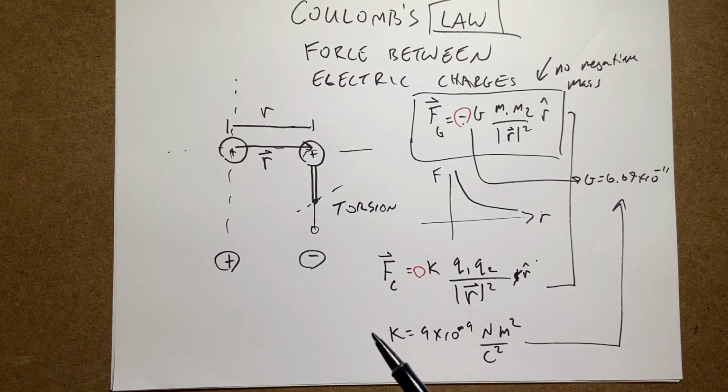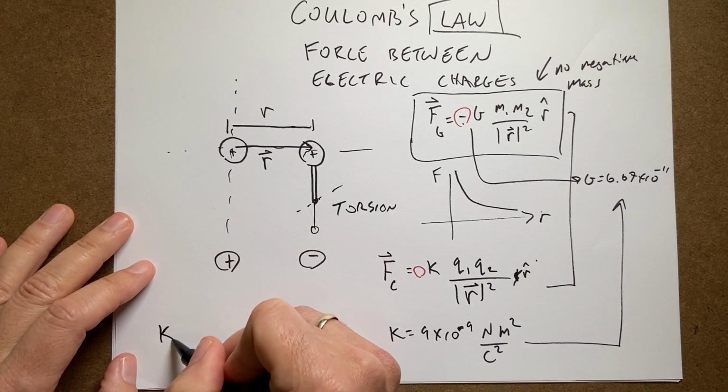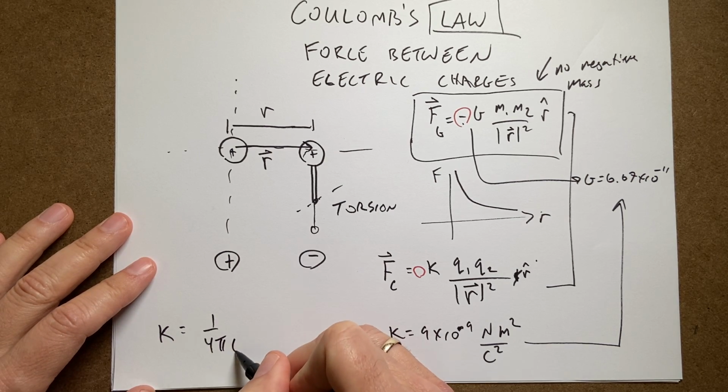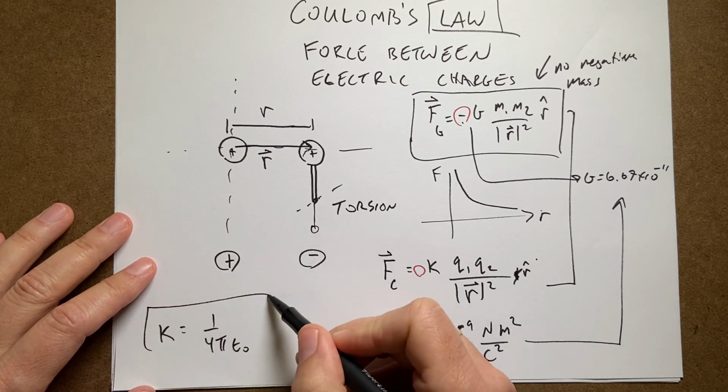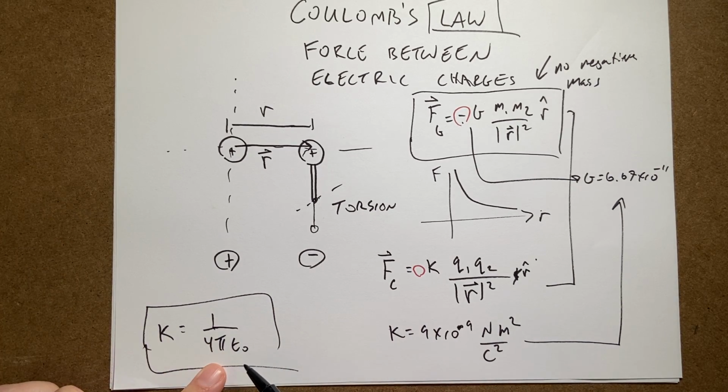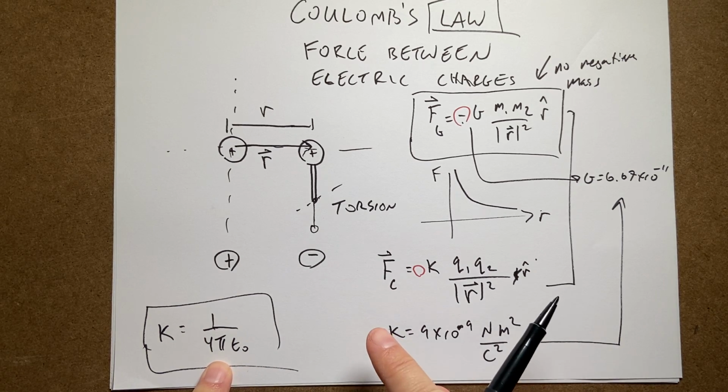One more thing, this constant K, sometimes we write this as 1 over 4 pi epsilon naught. And epsilon naught's just the permittivity of free space. It's not super important, but just in case you see that. Okay, so that's Coulomb's law. We're going to use this now to do a fun physics problem.